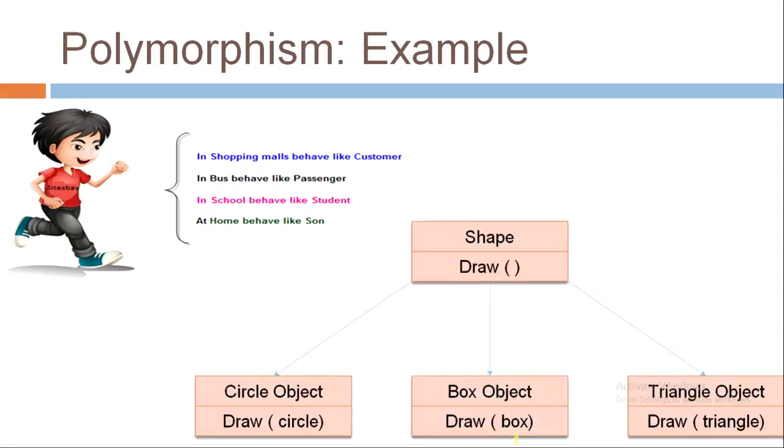Also we can see in the diagram that shape is a main class and it has one function, draw. The same class is inherited, or it has created three objects: circle object, box object and triangle object. All these three objects have their own version of the draw function. See here, draw circle, draw box and draw triangle. That means all these three functions have the same name as the class function draw, but all have different argument values like circle, box and triangle. That means they behave differently at different times.